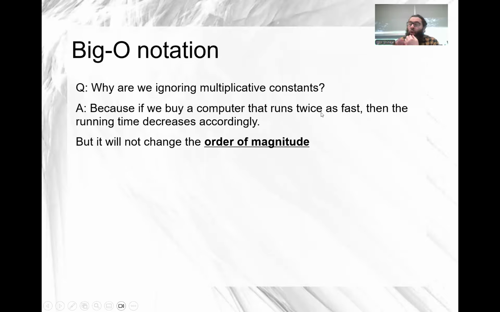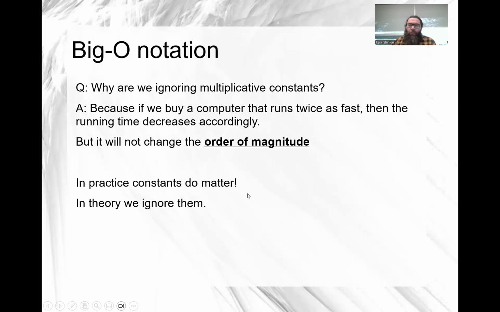So what I'm trying to say is, only for this course, only when we talk about big O notation, the multiplicative constant doesn't make a difference. In practice, constants do make a difference. Of course, if I have an algorithm that runs twice as fast as the other one, that's faster. But we'll pretend otherwise in theory. So in theory, we ignore them and we only care about what the polynomial or the running time is. Is it n? Is it n squared? Is it n log n? And so on. Okay, so that's the motivation, and now we'll move to the definition.